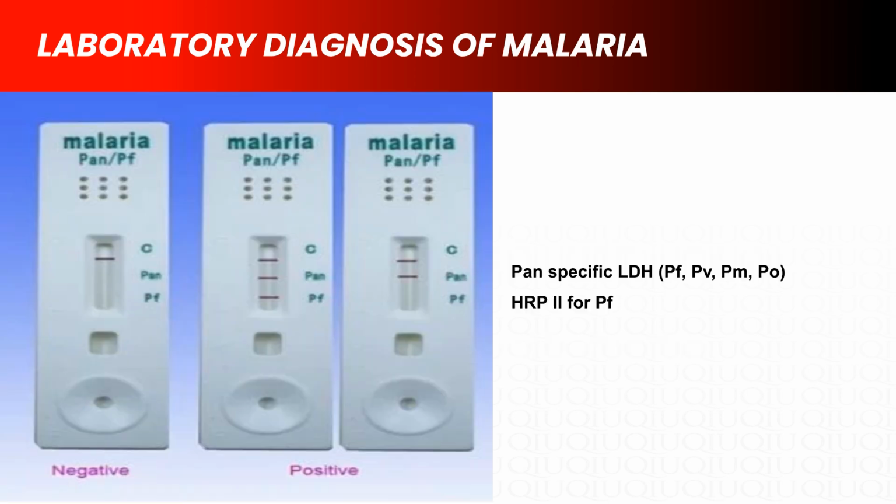This image shows a typical rapid diagnostic test cassette. The test displays multiple lines: a control line that must appear for the test to be valid, an HRP2 line specific for Plasmodium falciparum, and a pan-specific LDH line that detects all species including P. vivax, P. malariae, and P. ovale. If only the pan-specific line appears, it indicates non-falciparum malaria. If both lines appear, it suggests falciparum infection, possibly mixed with other species. These tests are read visually within 15 to 20 minutes and require minimal training.